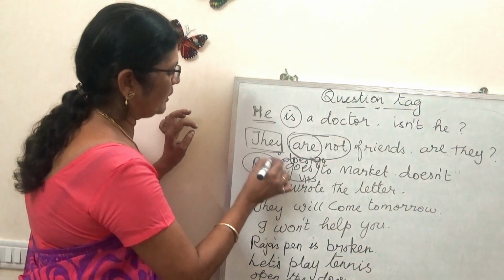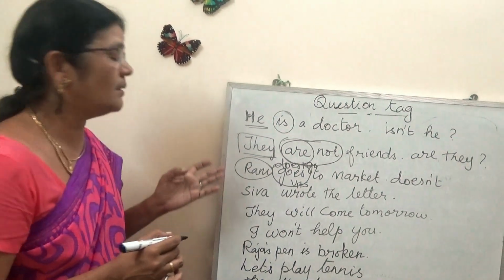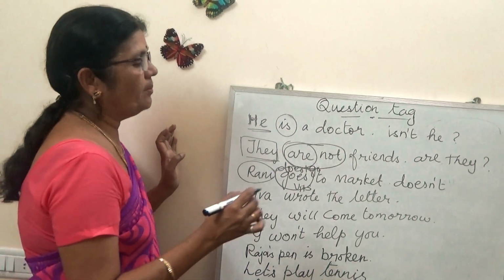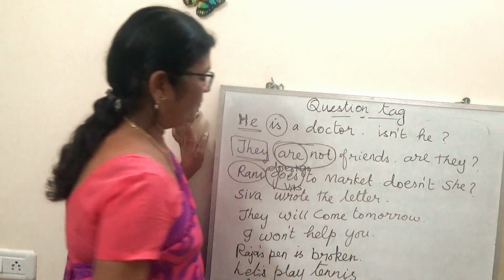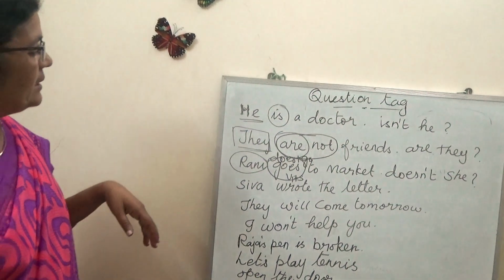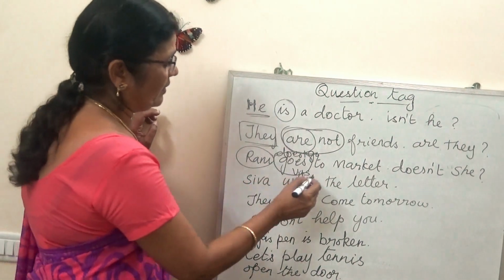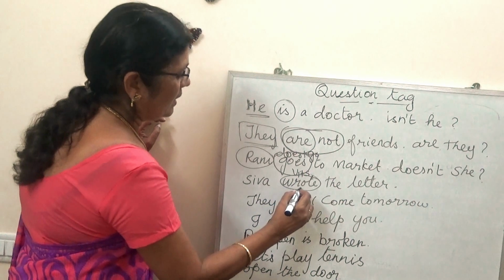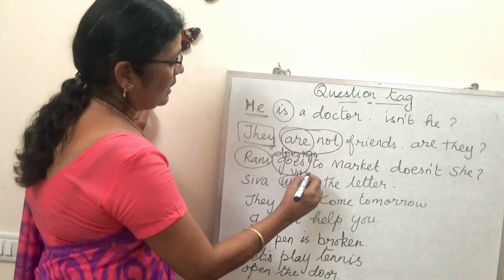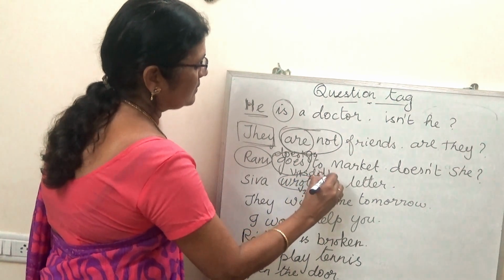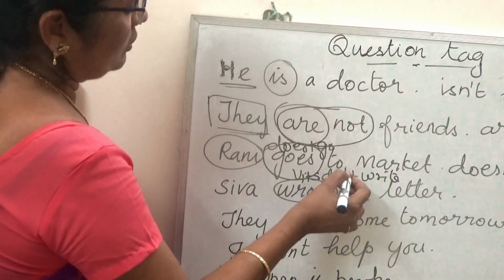Then the subject pronoun to be used. Here we have the name Rani. Since she is a female, we can use the female pronoun she. And then see the fourth sentence. Here also there is no auxiliary verb. There is a main verb in V2 form. Since it is V2, it has to be split as did plus V1. So now we have the auxiliary verb did.